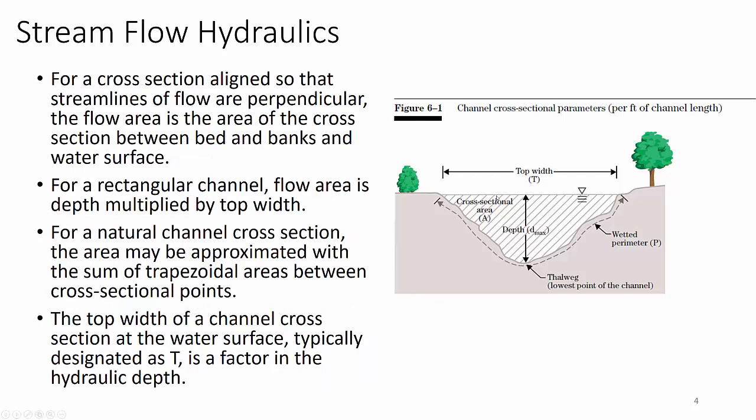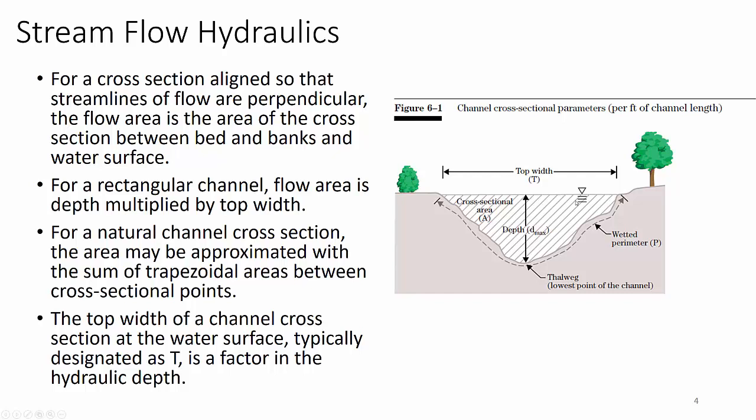For a cross-sectional line, the stream lines of flow are perpendicular, which is the way water flows. The flow area is the area of the cross-section between the bed and banks and water surface. All the cross-hatched area is the water surface. By the way, this inverted triangle with three lines, and the three lines are usually not square, just equal length. They usually make a triangle too. That point where the bottom of the triangle is the depth line. That's the point that shows the water depth, and it's a very specific indicator in map making and in diagrams.